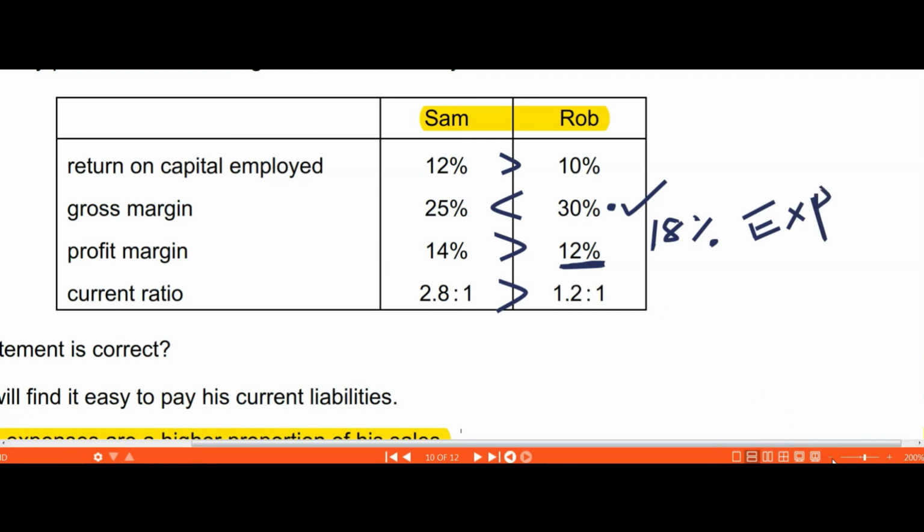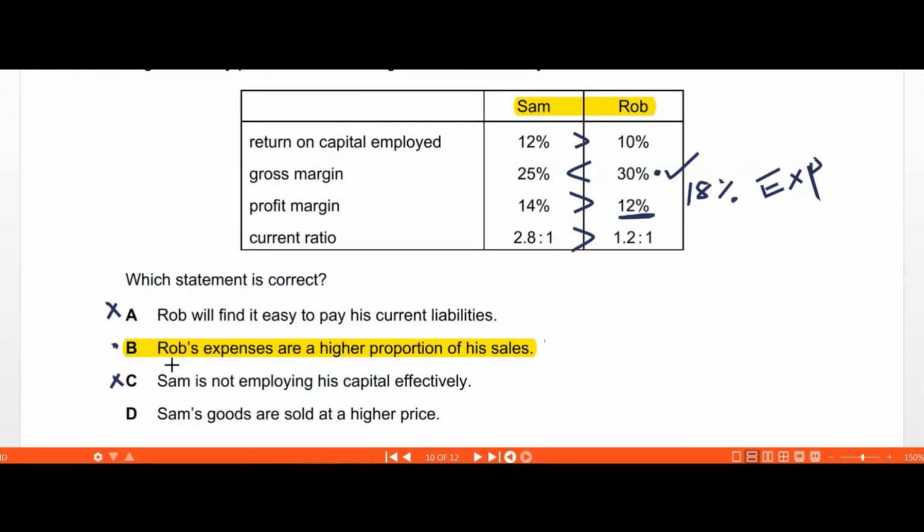So the question did mention that Rob's expenses are a higher proportion of his sales. So yes, it's due to the higher expenses that these values have declined, because technically he had a higher gross margin than Sam, but his net profit margin has actually reduced and is lower than Sam's. So this has only happened because of his expenses being higher relative to his own sales.